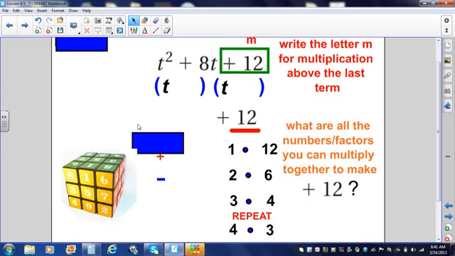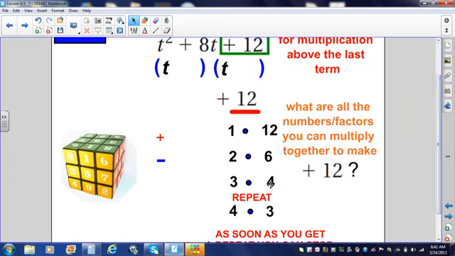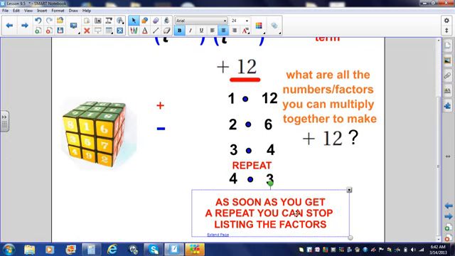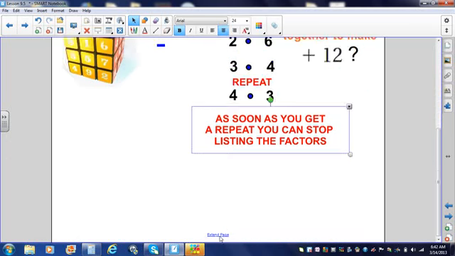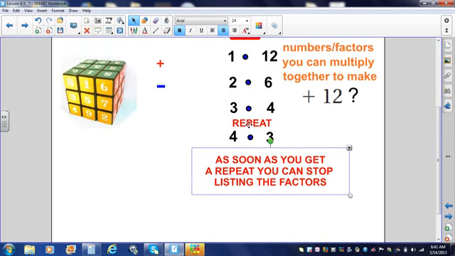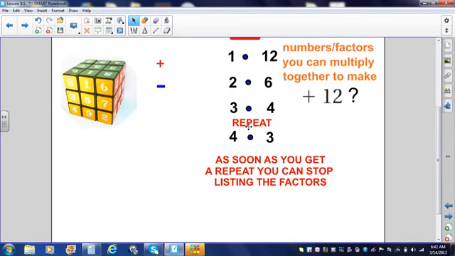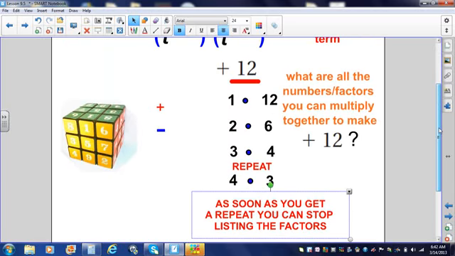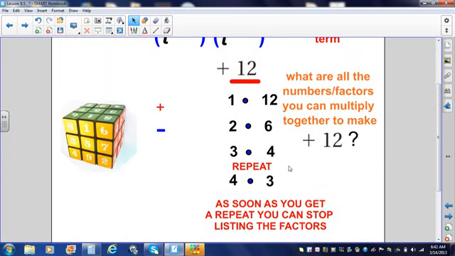Wait a second. We have a set that repeats: 3 times 4 and 4 times 3. Commutative property. It's the same thing. So, as soon as you get a repeat, you can stop listing the factors. As soon as you get a repeat, right here, you can stop listing all the factors because you have them all. Now, we don't need this one because it was a repeat, so I'm just going to take it out of the way.